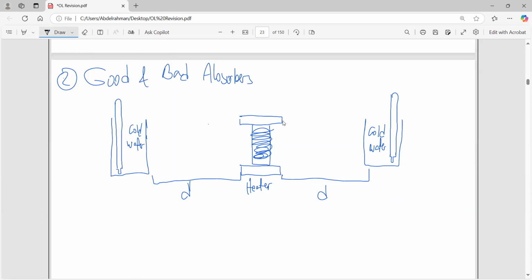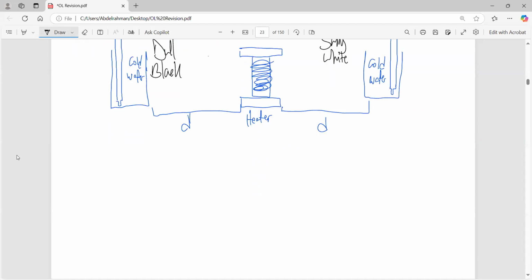The beaker on the left would be painted dull black, and the beaker on the right would be shiny white. I leave the heater on for a couple of minutes, 5 minutes or whatever. You'd say the dull black beaker on the left side would have a higher temperature.